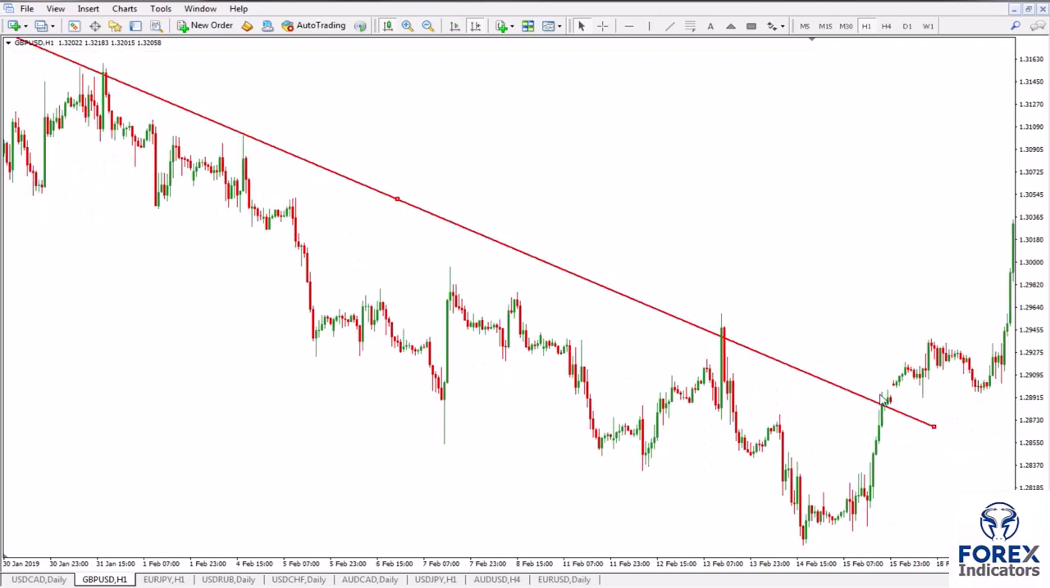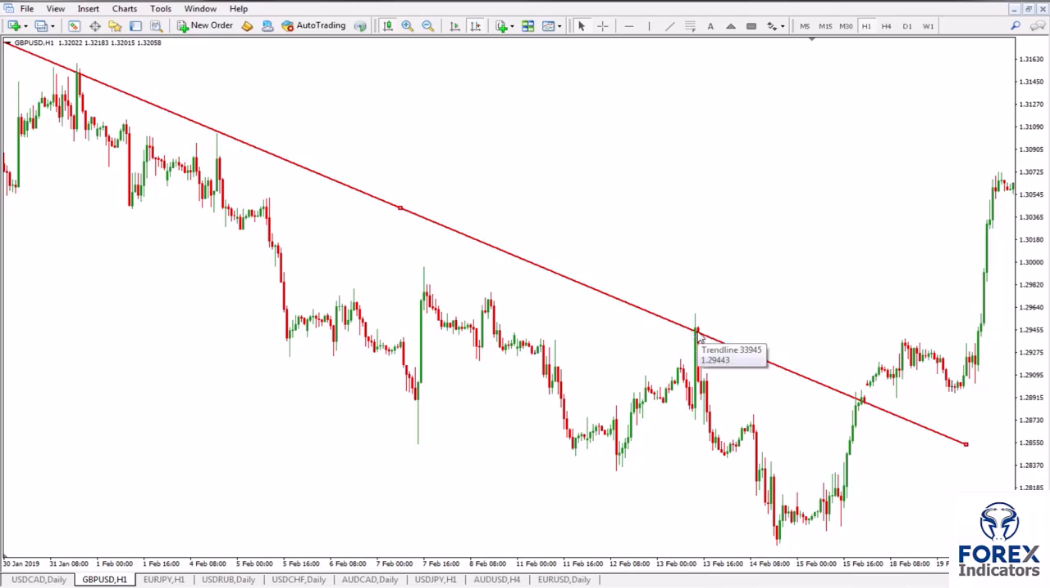Here we see another situation. The trend line is broken. There has been huge growth after that, but the same situation could happen here. What do I want to tell you? The trend line gives us signals to sell, but that doesn't mean you have to open a sell position immediately.